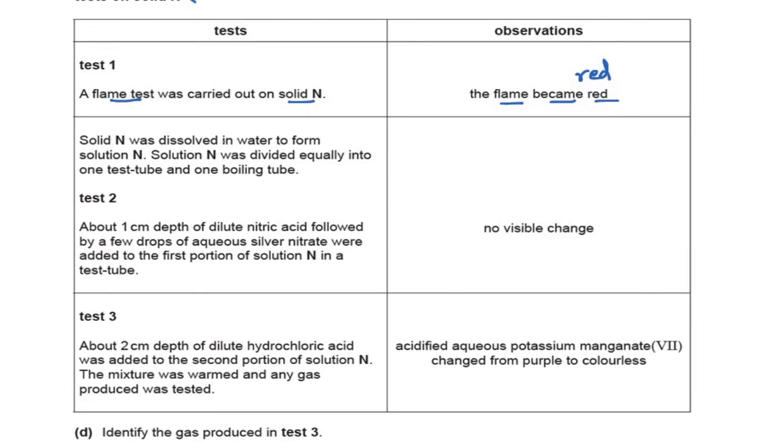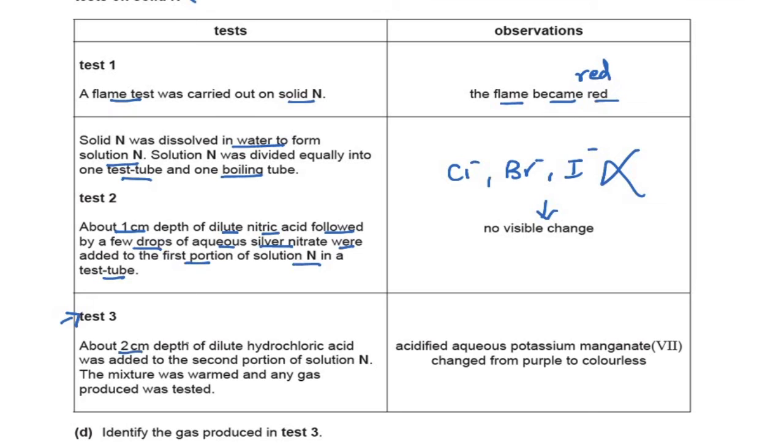Now solid N was dissolved in water to form solution N, and solution N was divided equally into one test tube and one boiling tube. Test 2: about 1 centimeter depth of dilute nitric acid followed by a few drops of calcium nitrate were added to the first portion of solution N in the test tube. Now here there is no visible change. That shows that chloride, bromide and iodide are not present. So other than that, what is the possibility? Let's have a look at test 3.